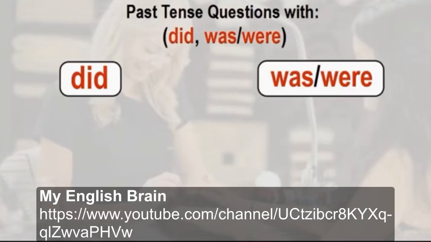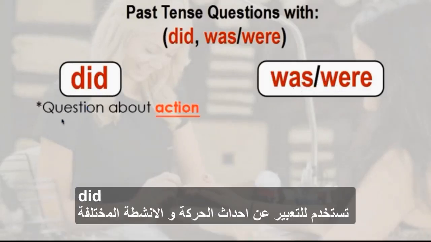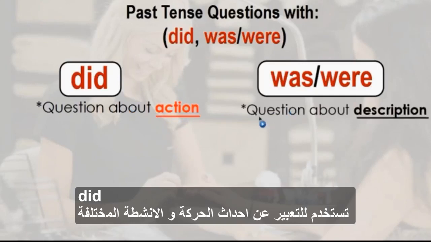Now it's time for the grammar. And today's grammar is past tense questions with did, was, or were. Okay, so in a past tense question, we need to use did, or was, or were. So when do we use did, and when do we use was and were? Well, first, did we use for questions about action. Was we use for questions about description.